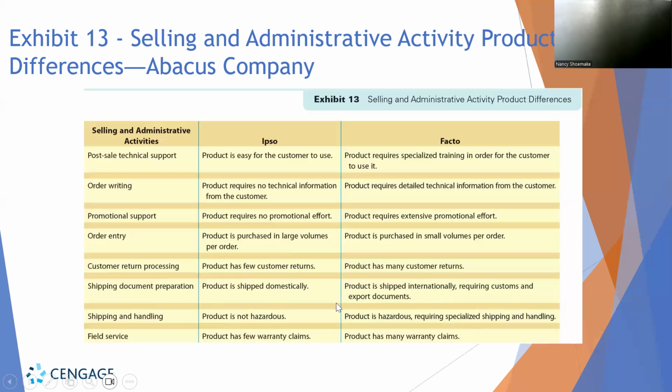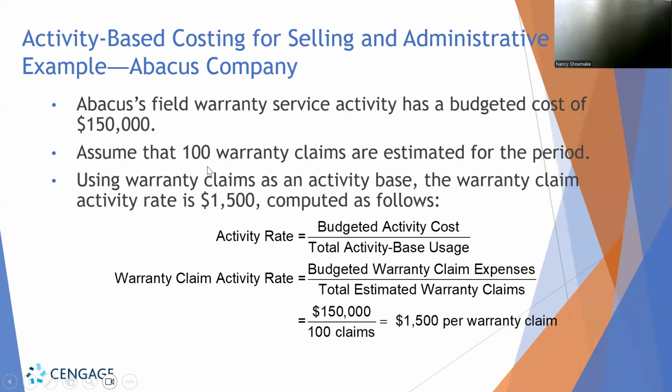You just look at this and you realize, hey, these need to be broken down by activity, just based on the complexity of this product. Abacus's field warranty service activity has a budgeted cost of $150,000. If there's 100 warranty claims estimated, and we use warranty claims as an activity base, then we've got to show $1,500 per warranty claim. That alone ups the Facto's cost.